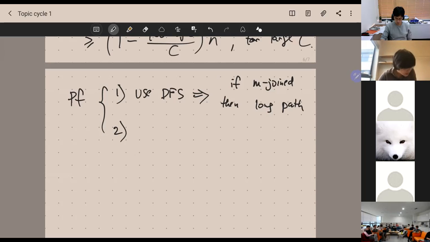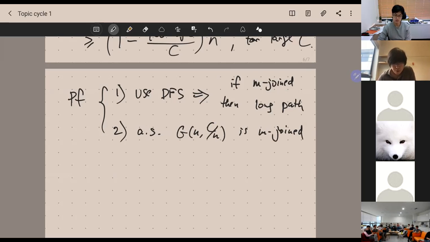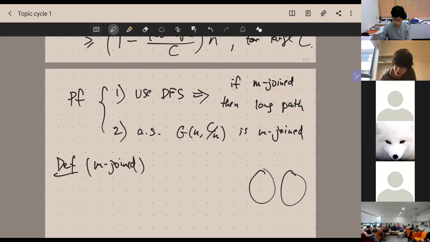Second step, we use standard concentration to show that almost surely G(n, C/n) is M-joined. Then since by the second step the random graph, when we have a linear number of edges, is almost surely M-joined, by the first step, using DFS, since you're M-joined, you must have a long path. So let's see the definition of M-joined. This is very simple. That means when you have two disjoint sets of size M, then there must be an edge between them.